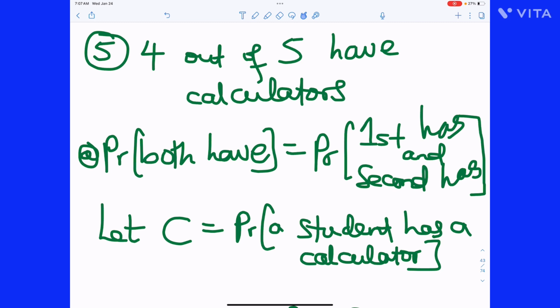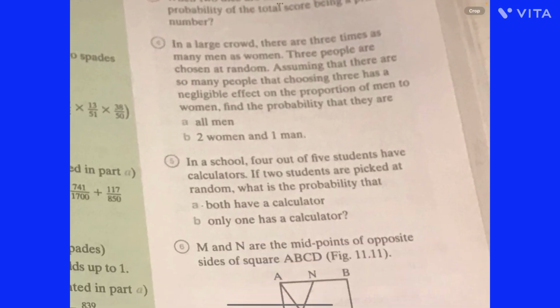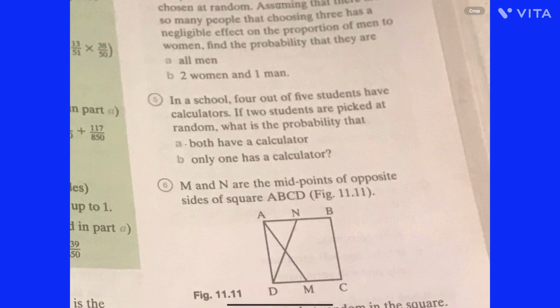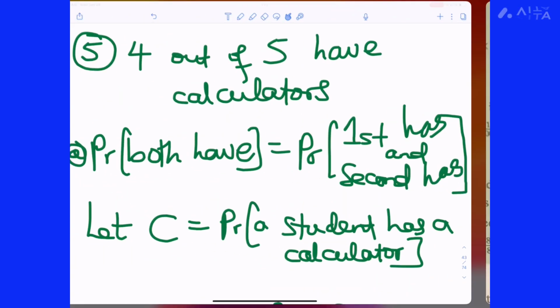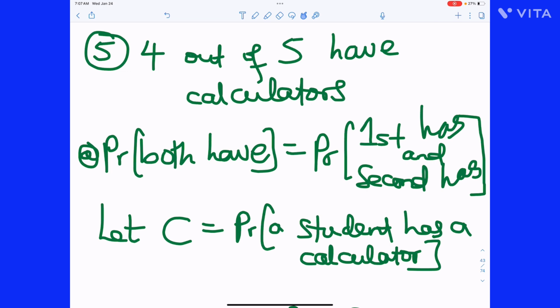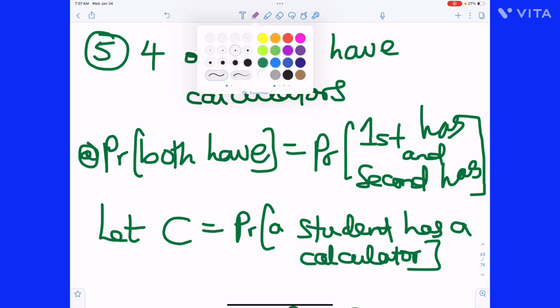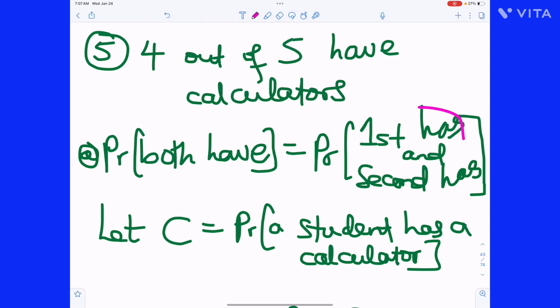It said in a classroom, 4 out of 5 students have calculators. Some must have lost theirs. Let me read from the question. In a class, 4 out of 5 students have calculators. If 2 students are picked at random, what is the probability that both have a calculator? Only one has a calculator. The probability that both have a calculator is the probability that the first one has and the second one has. First one has a calculator and second one has a calculator. So we use multiplication here between the two probabilities.